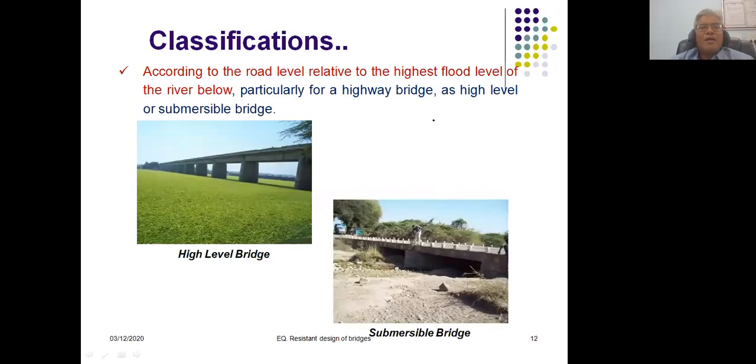Then according to the classification, there are high level bridges, low level bridges, and submersible bridges. It depends on cost effectiveness and economics. Sometimes we can go for low level or submersible bridges.